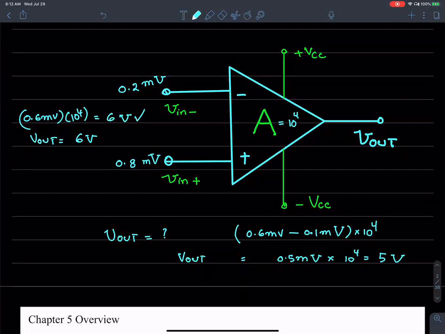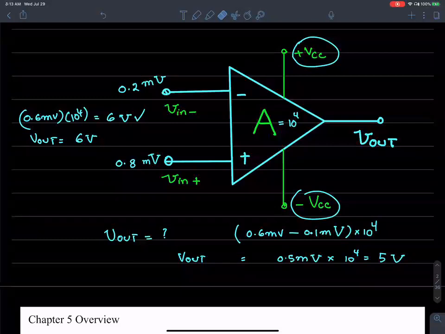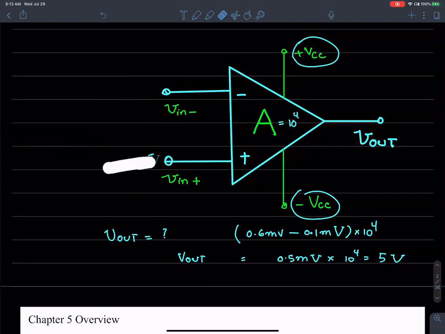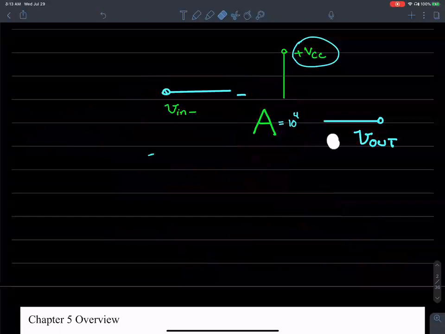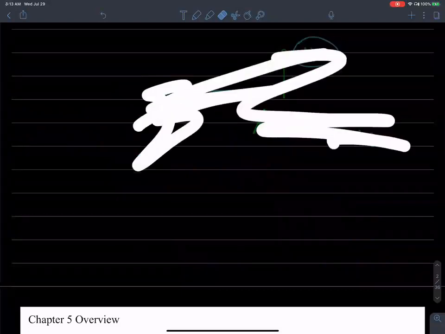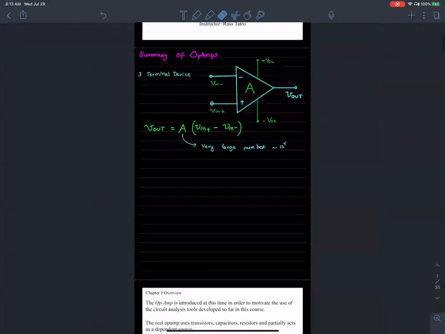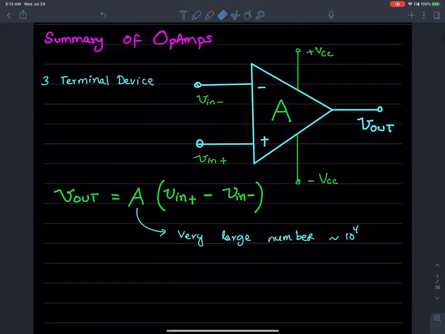Okay, so this applies only within the limits of positive power supply and negative power supply. Okay, and I'll talk about that later. I'll show you why that is the case later. But for now, you know how to do the math. You take the difference between the positive and negative terminals, and multiply that by the gain. Okay, so let's look at some more properties.